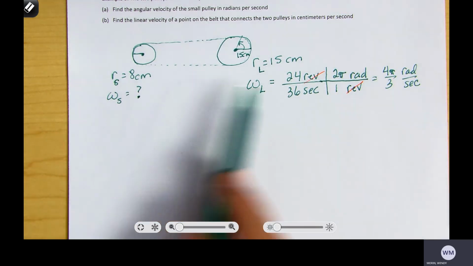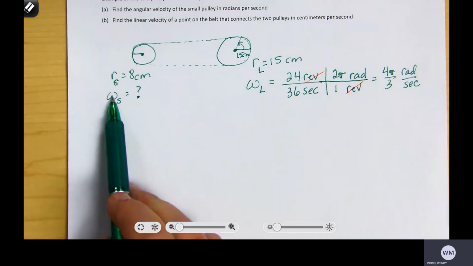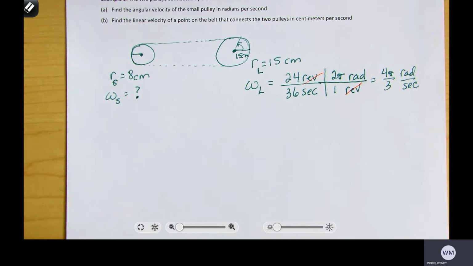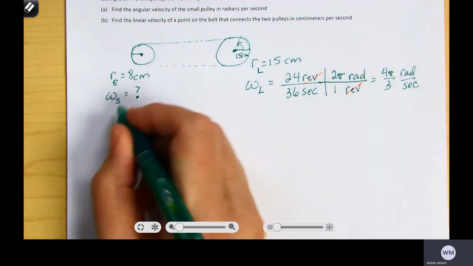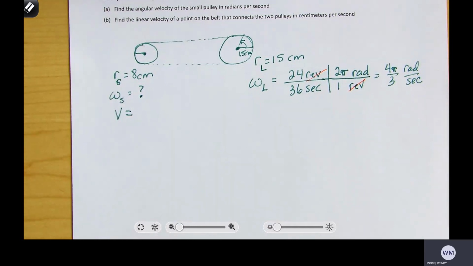So what are we missing? In order to find the angular velocity, you have the radius. What else would you need? You would need the linear velocity. But they don't give it to us. Or do they?